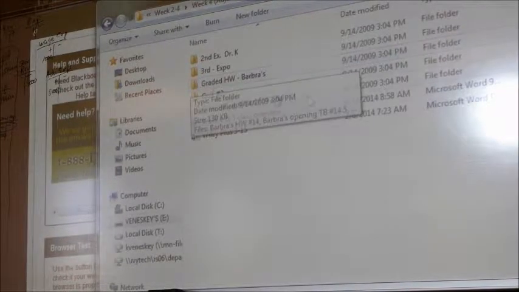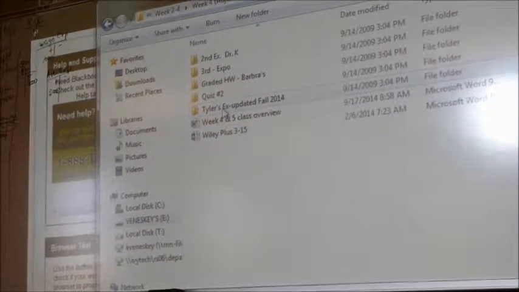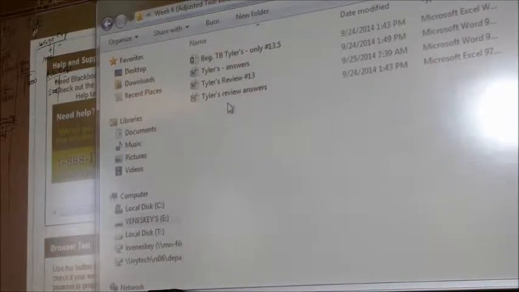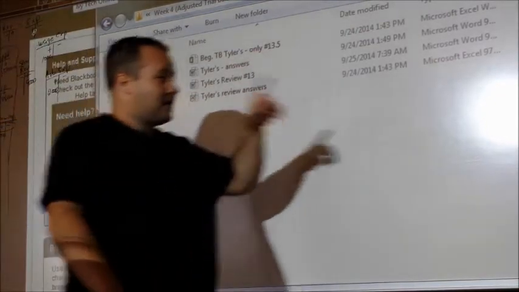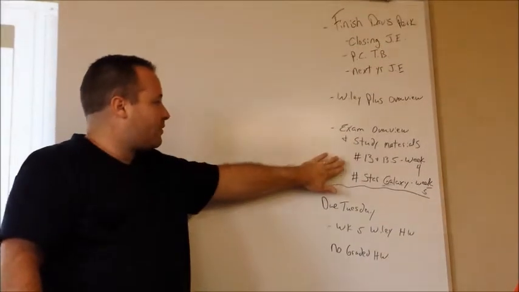To begin the test review here, in Blackboard I have two things in there, in week 4, and I have this over here. I'll get back to the Wiley Plus in a minute. I'm going to look at this exam stuff first. Exam overview and study materials.